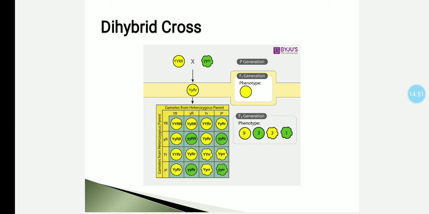In this diagram, we can observe the first parent which has yellow round seeds, that is the dominant character, hence written as capital letters, and another parent is having recessive, that is the green and wrinkled seeds. In this cross, F1 generation is heterozygous. In the diagram, F1 is written as capital Y, capital R, small r.